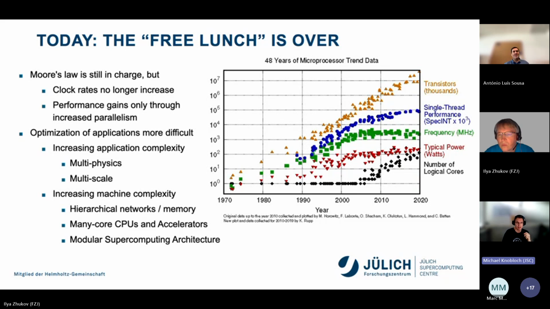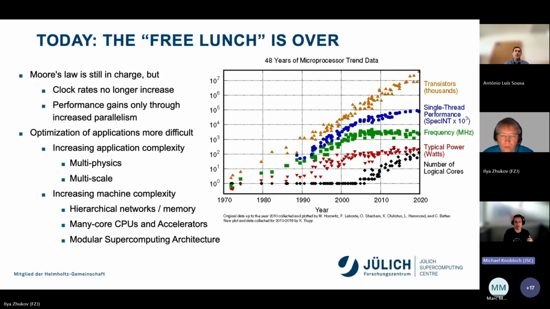First is we see an increase in application complexity. Many of the applications run on our supercomputers are developed over many, many years, right? And they become more and more complex. We see a lot of multi-physics codes nowadays. We see a lot of multi-scale codes. All of these things have to work together efficiently in order to gain performance out of the system. But not only do the applications get more and more complex, the machines get more and more complex by themselves.